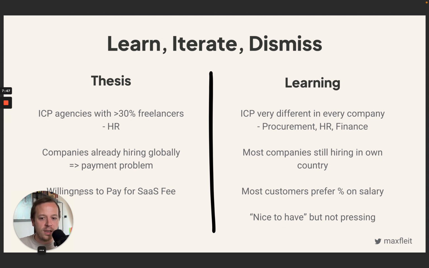Last but not least, we wanted to test the willingness to pay for a software as a service fee. But in our demo calls, we learned that most customers would prefer a percentage on the salary or the money that the freelancer gets. And the most interesting and most important thing: most of the potential clients said, hey, this is a nice to have solution, but it's not as pressing as we thought it would be.